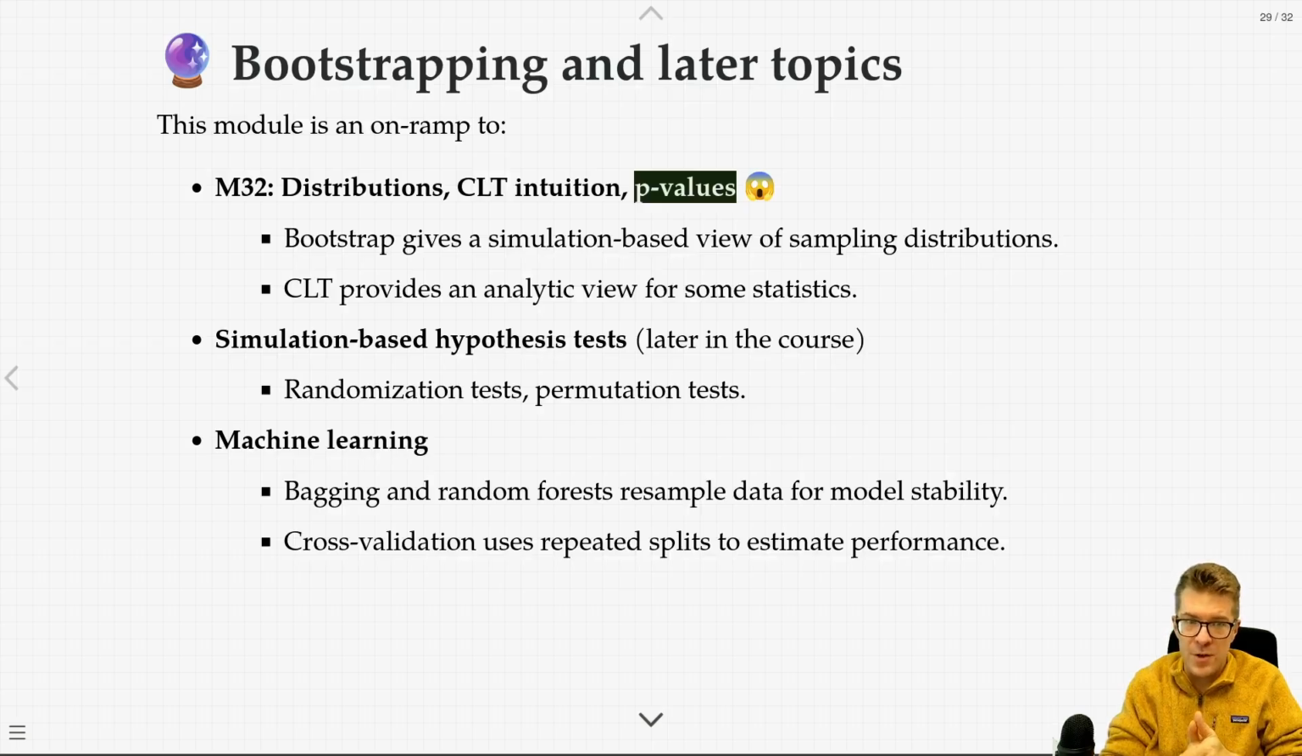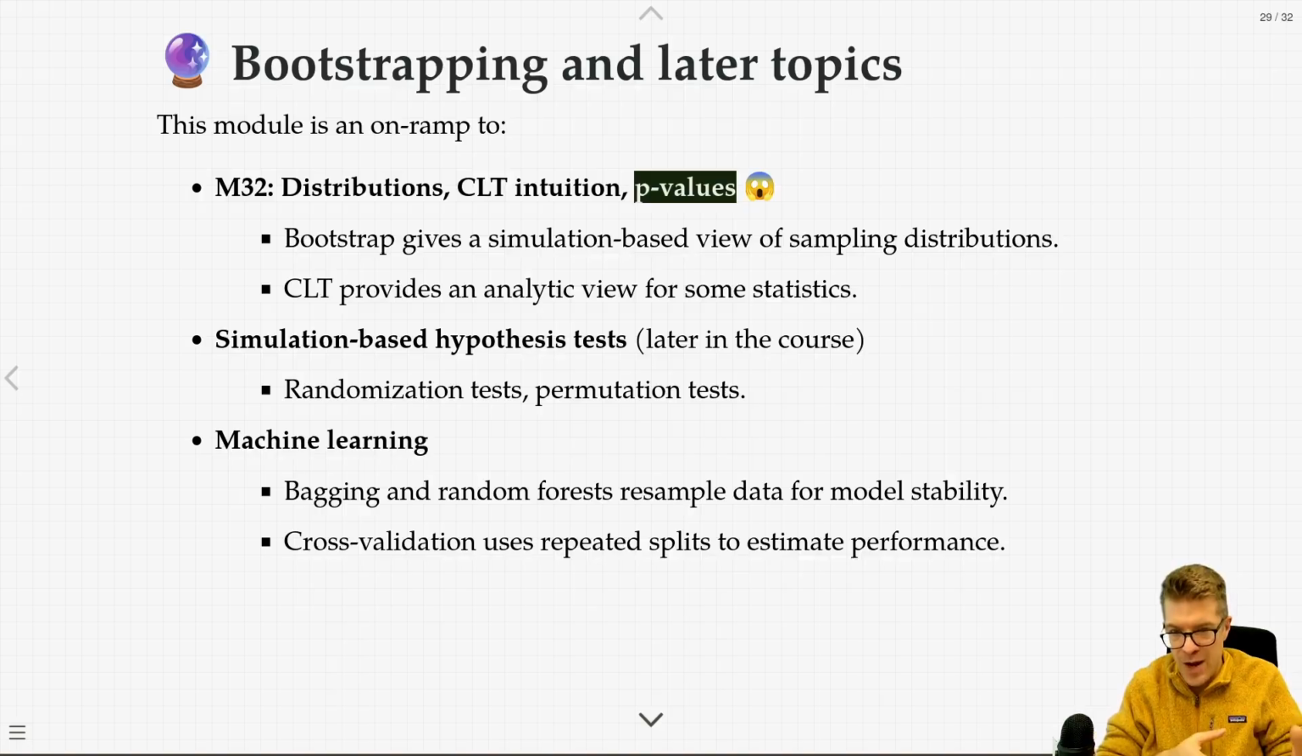This is related to simulation-based hypothesis testing, so randomization tests, permutation tests. We might see Monte Carlo later on, which is a really fun example of doing sampling to compute a model for something. And again, we're getting slowly into machine learning.